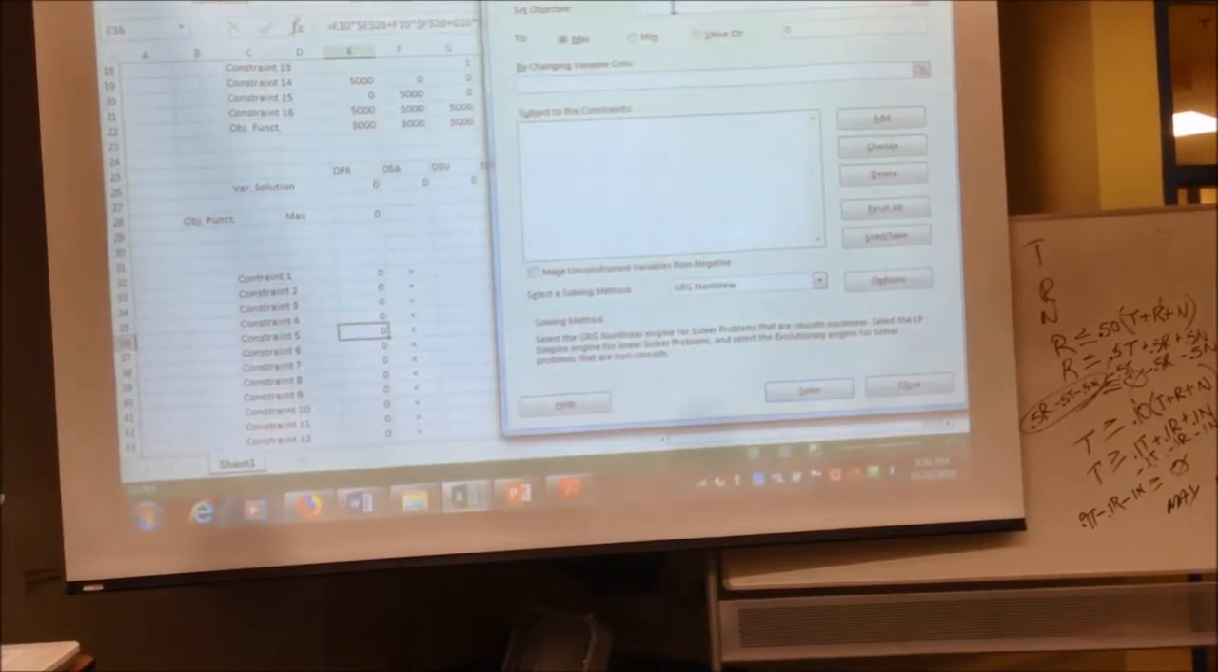Right here is asking for your set objective. This was on your quiz, I think. You look at your notes, and it says, oh, this is the cell location where blank is. What do I type in here? I hear it, louder. E28. It's the cell location where the objective function is being calculated.